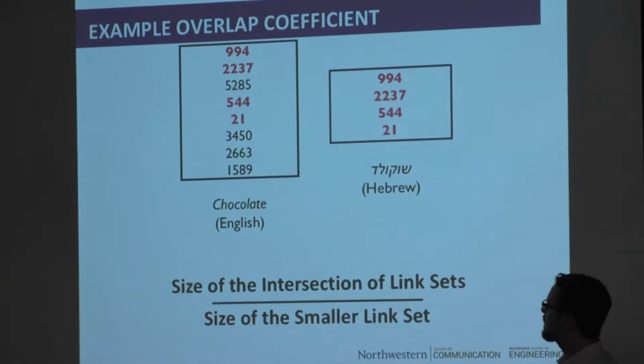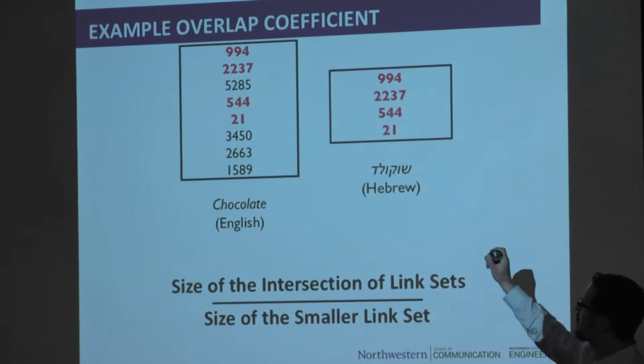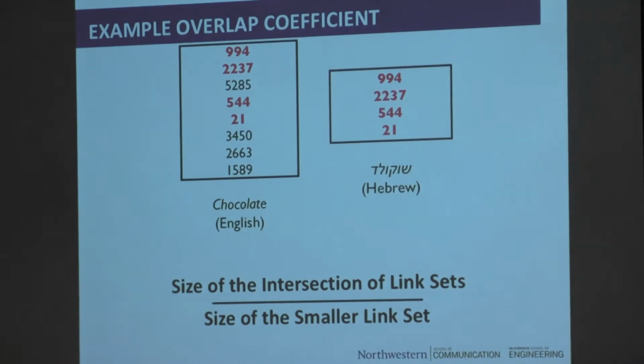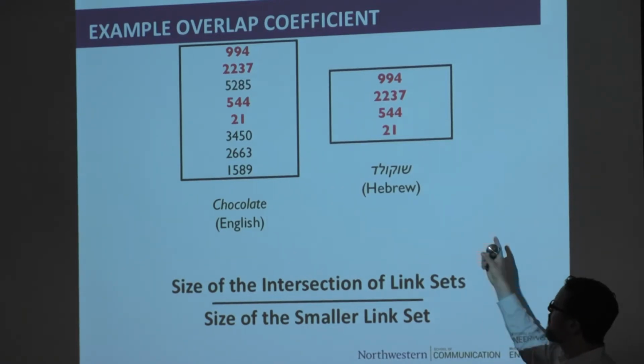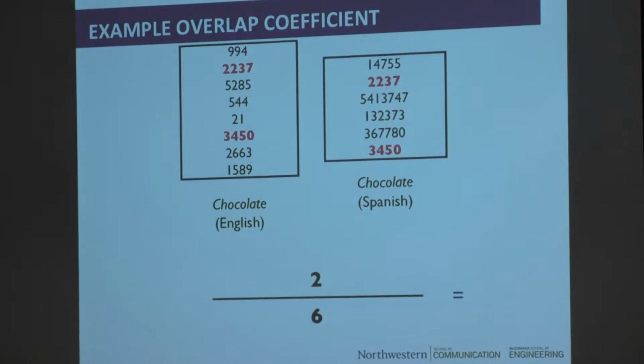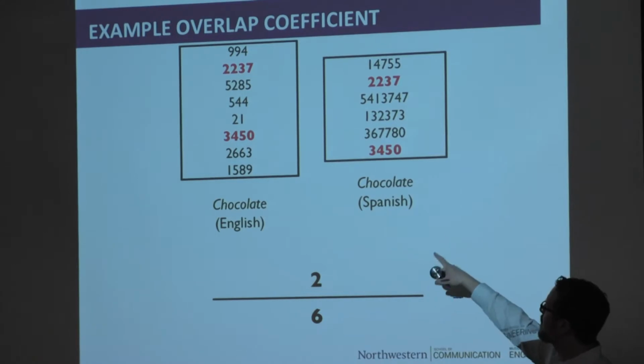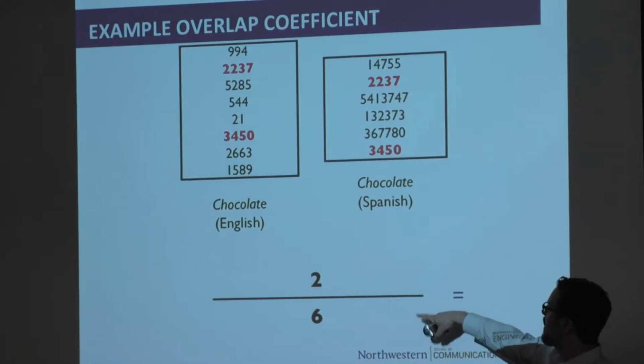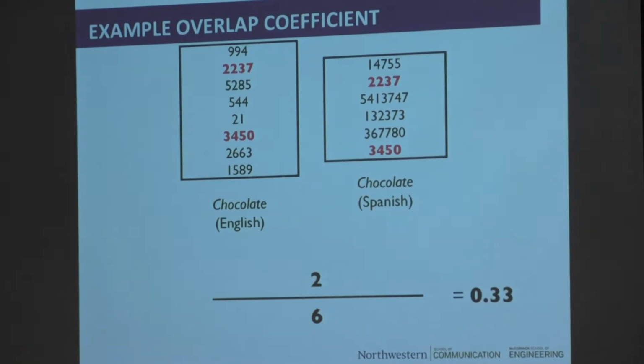So to give you an example of how this works, let's imagine we have an English page on chocolate, a Hebrew page on chocolate, and the Hebrew page is smaller. In actuality, these are really long lists. But let's say everything that was mentioned on the Hebrew page is also mentioned on the English. So the size of the intersection would be 4. The number on the smaller page would be 4. We'd have an overlap coefficient of 1. If we do the same thing for Spanish, it has slightly more, but not so much overlap. We have 2 things that are mentioned on both the Spanish and the English page, and the Spanish in the denominator is going to be 6. We get an overlap coefficient of 0.33. So this just gives us an efficient way to look across the entire data sets and to understand the amount of overlap that's happening across language editions.